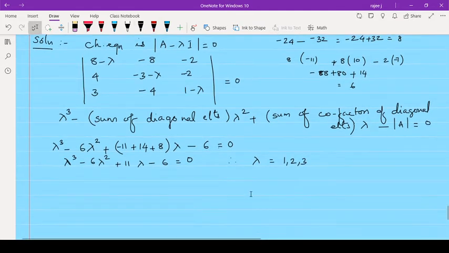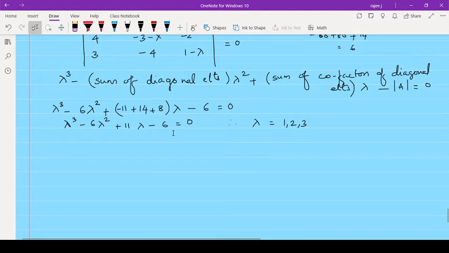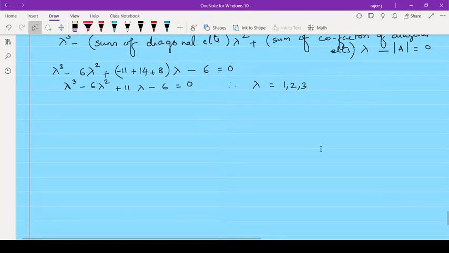Solving this equation, you can use a calculator. Otherwise, the last day I have shown you how to solve this one. So, you can use that method or directly use a calculator. So, lambda equal to 1, 2, 3. These are the eigen values.